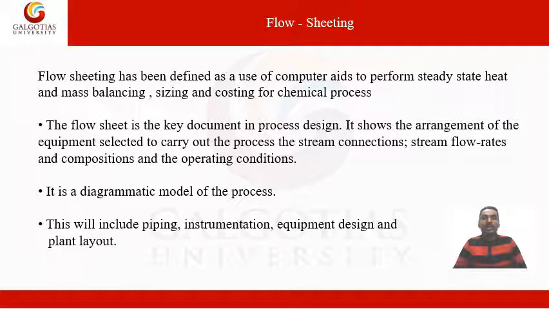This flow sheet is the key document, because without this flow sheet we cannot study the states, the variables, and the size and structure of each and every molecule. The arrangement of this process carries out different steps in order to achieve the states. It is a diagrammatic model of the process, which includes piping, instrumentation, equipment design and the plant layout.